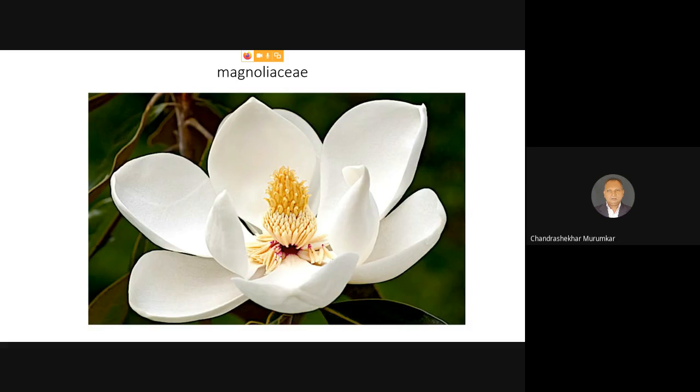Similarly, just above this, you can see a conical central axis, and on this central conical axis you can see the freely arranged carpels. Each carpel is separate, and you can see a beak-like structure. The beak-like structure is nothing but a style. It does not have a typical style and stigma, but the style itself is functioning as a stigmatic receptive component for the pollen grains. So that's why the family Magnoliaceae is very interesting.